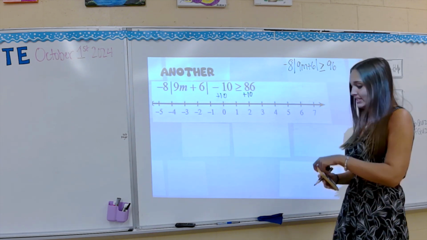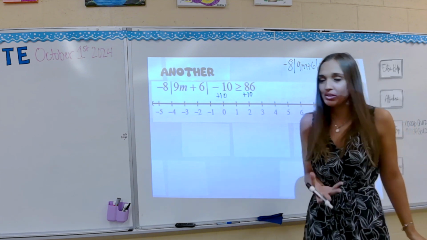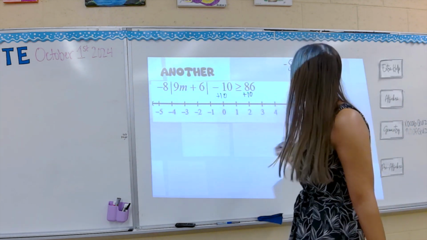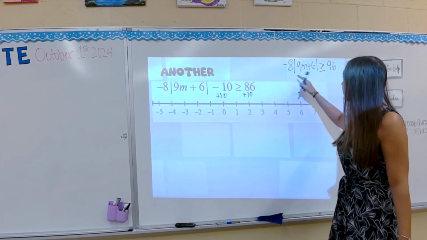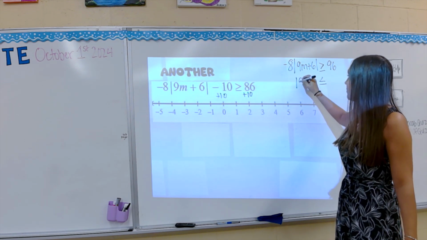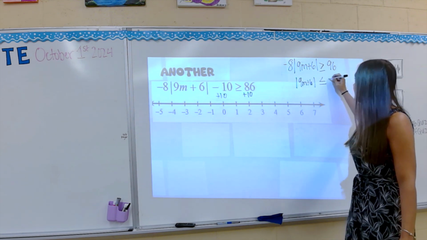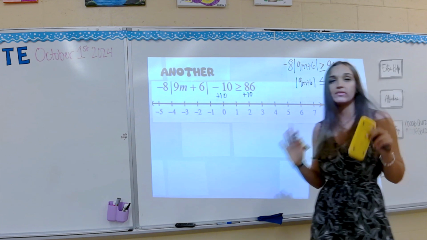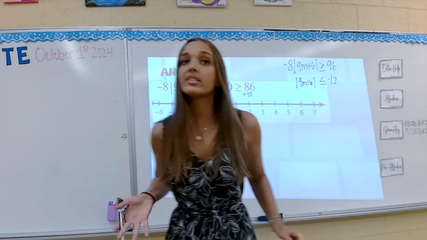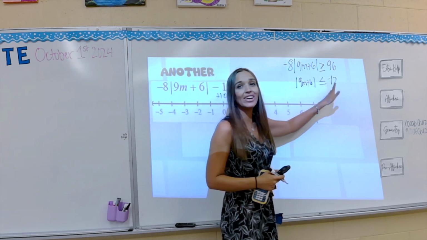Once again, we have that 96. We can put in our calculator 96 divided by negative 8. We just saw 96 divided by 8. Wow, same numbers. And we're dividing by a negative, so I have to flip the sign. I get the absolute value of 9n plus 6 is less than or equal to negative 12. This is where we have to stop. Uh-oh, we must stop. We have a negative constant on that right-hand side.